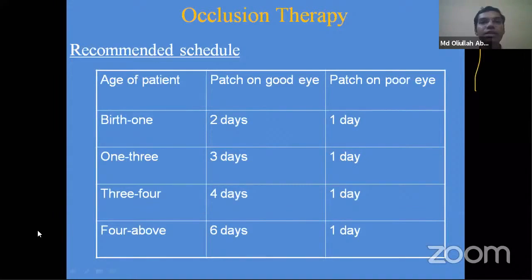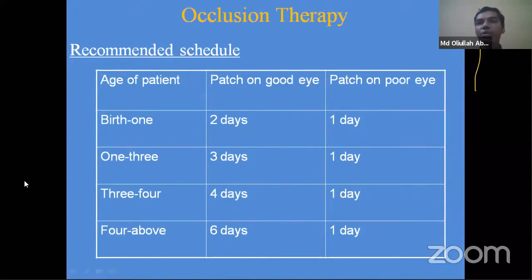So the recommended schedule: if the child is up to 1 year, then patch the good eye 2 days and then patch the poor eye 1 day, so that there is no reverse amblyopia occurring. If it is 1 to 3 years, then 3:1; 3 to 4 years, 4:1; and above 4, it is 6:1. So this is a standard recommended schedule for treatment of amblyopia with the help of occlusion therapy.